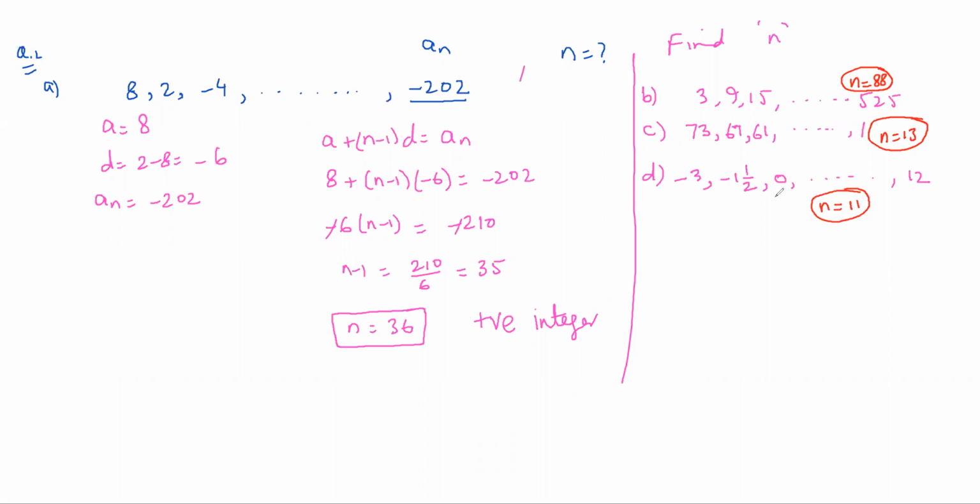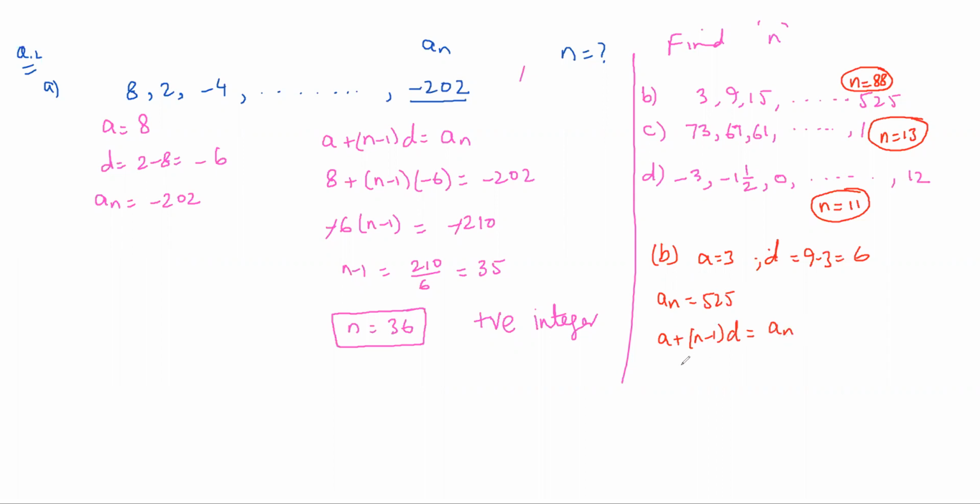I have to move to the next part of this lesson now, but okay, the B part, like you're worried about the B part. So your A is 3. What is your D? That is 9 minus 3, yes, 6. And your nth term is 525. So this A plus n minus 1 into D is equal to A.